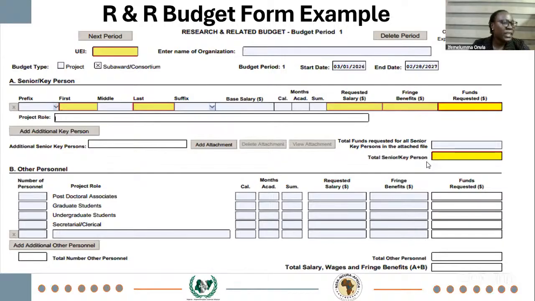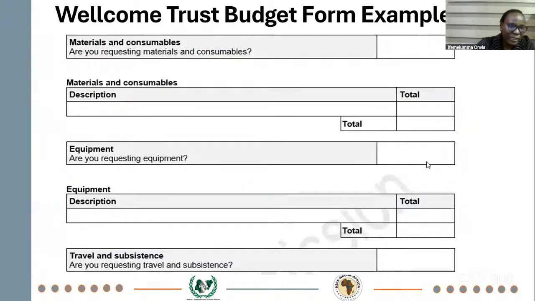Then you now have the B, the other personnel. You see, they even broke it down that you have to separate those that are key personnel on this project, then other personnel. Then if you go down further, you would see where you have your equipment, your travel costs. They are listed and you have to fill them one after the other. So that makes it a detailed budget.